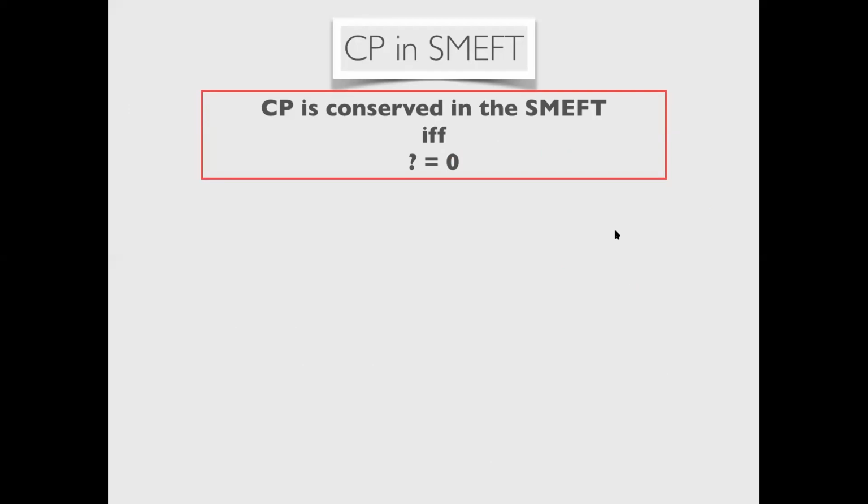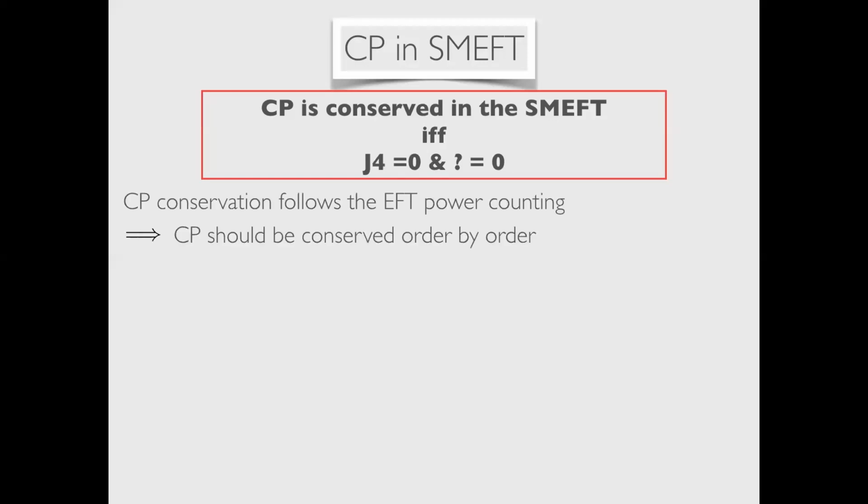Here I haven't written it down again, but as I said, I work at dimension 6, so at the first non-trivial order at which the theory deviates from the standard model. Of course, amplitudes and the question of CP conservation follow the EFT power counting. So first of all, if I want CP to be conserved, I have to have it conserved order by order. In particular, I need to impose the relation that the invariant at the level of the standard model itself is 0. So that singles out part of the parameter space already. And then I can ask what new conditions I should add to get CP conservation in the SMEFT.